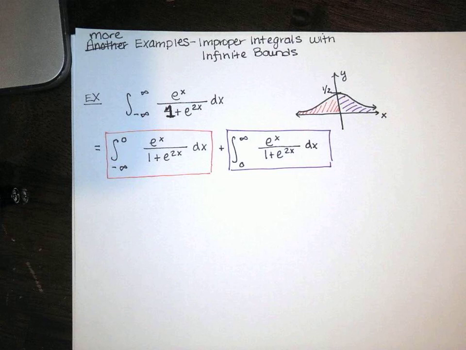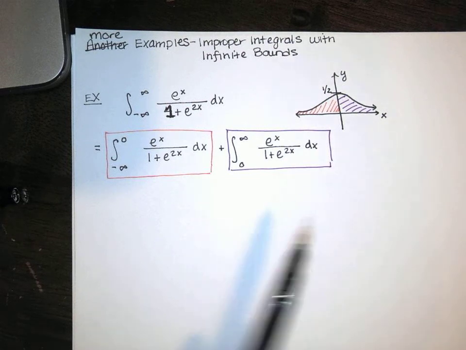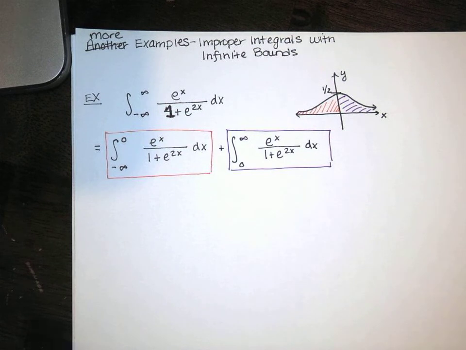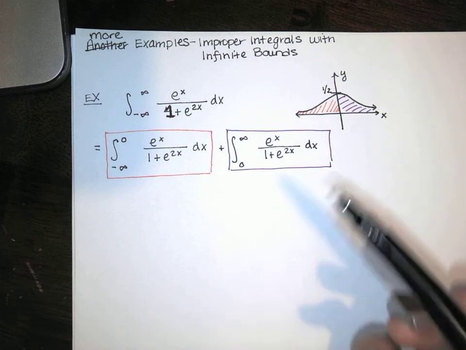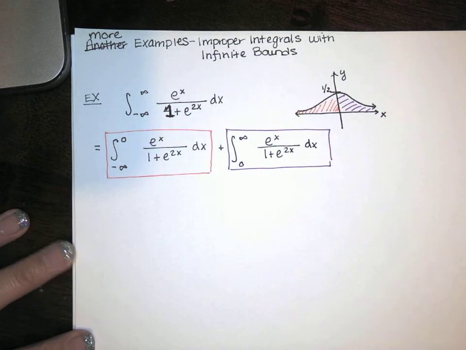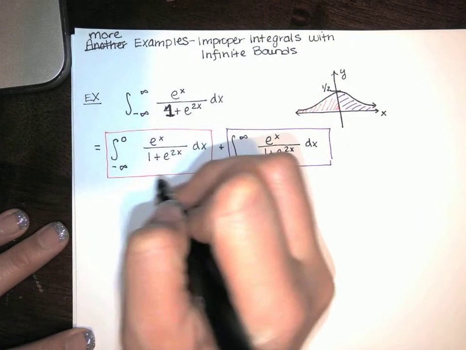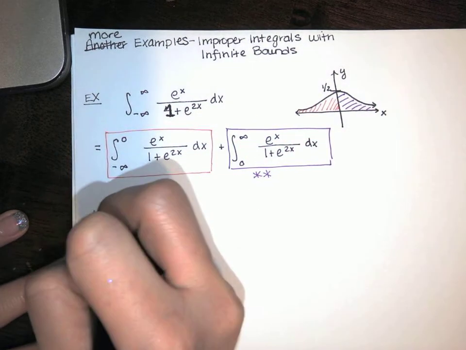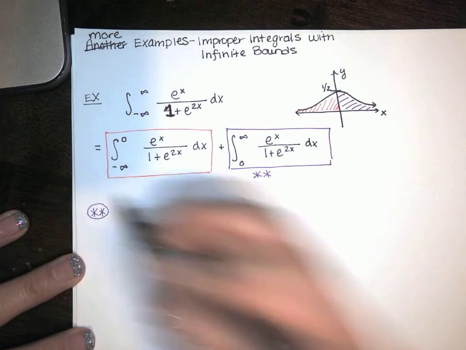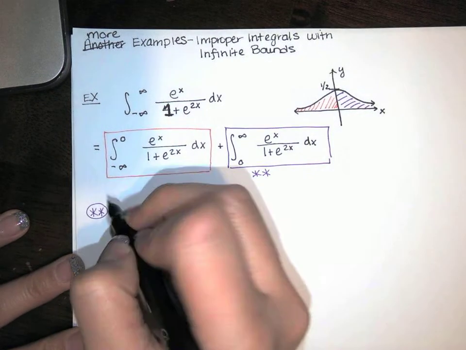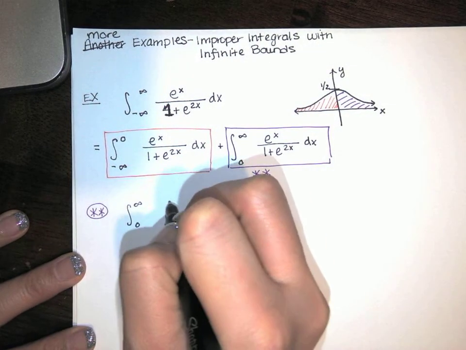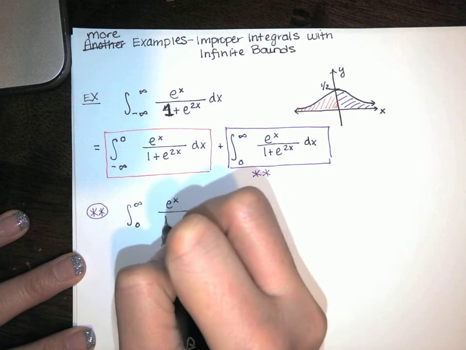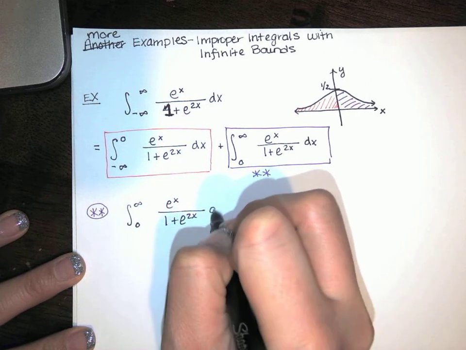So we're only going to work on one of these at a time, and then maybe there won't be so much work to do. Maybe one of them will diverge and we can be done. We'll see. Let's do this purple one first. I'm going to call this integral double star. So we're going to take the integral from 0 to infinity of e to the x over 1 plus e to the 2x dx.